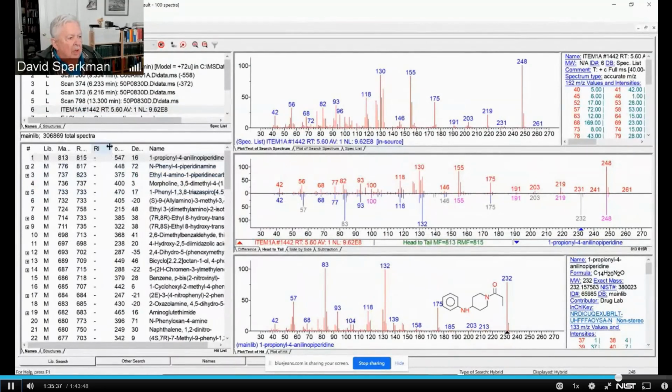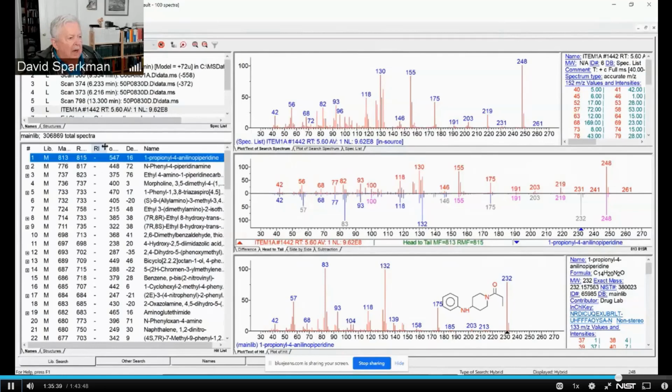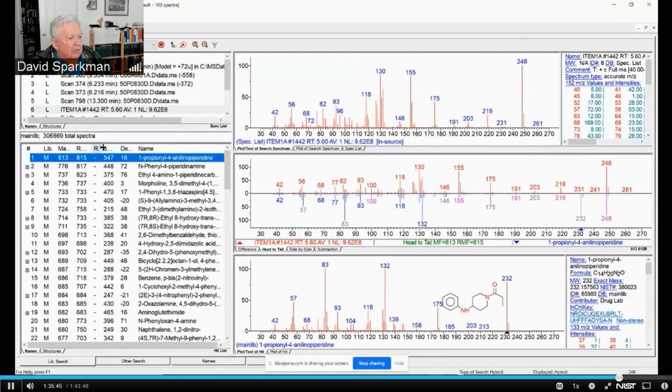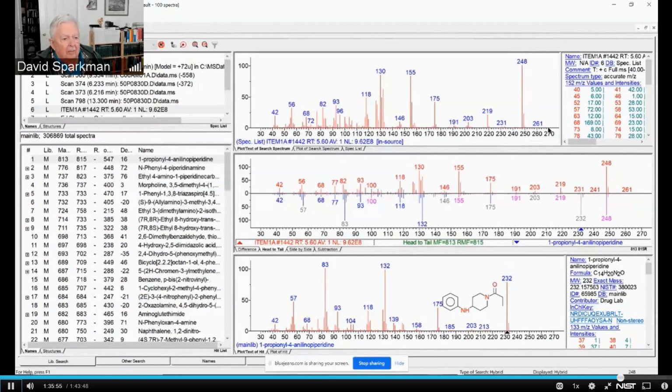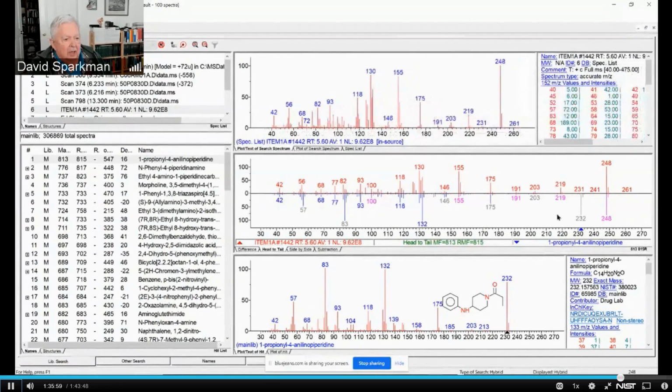Also, if we look at this, now you can see I can change the widths of these columns, which is a very convenient thing. I can pull these down. And I can change this.